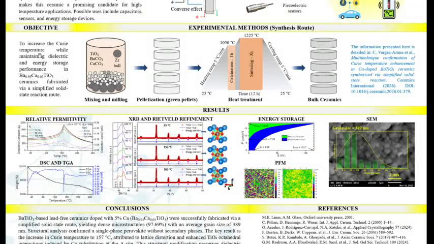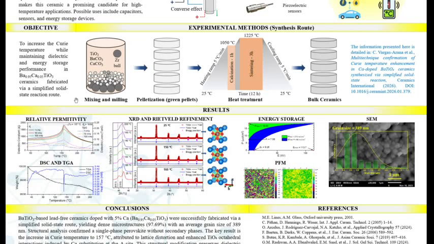Now, the problem is that pure barium titanate has a fairly low Curie temperature, around 130 degrees Celsius, which limits its use at higher temperatures. So we introduced calcium into the A site. Since calcium is smaller than barium, it distorts the lattice, and that's the lever we wanted to use to shift that transition upward. So, our objective was simple: raise the Curie temperature of a 5% calcium-doped barium titanate ceramic, using a simplified solid-state route, while keeping its dielectric and energy storage properties intact.